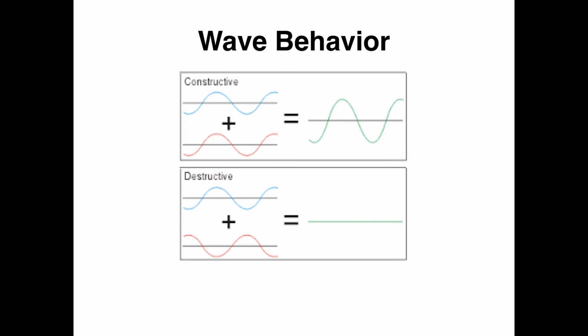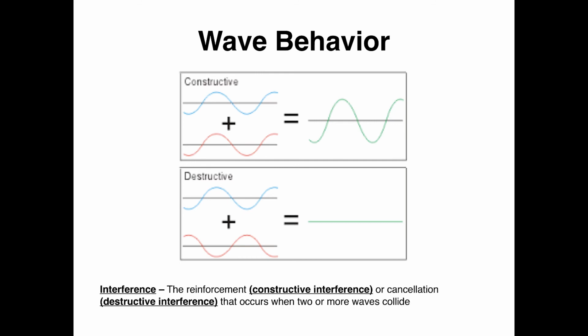The last phenomenon I want to talk about is the phenomenon of interference. And there are two types of interference. There's constructive and destructive interference. But first, let's define interference. Interference is the reinforcement or cancellation that occurs when two or more waves collide with each other. Now remember that diffraction, reflection, and refraction were all phenomena that occurred when a wave ran into something else. Interference, on the other hand, is what happens when two waves run into each other.